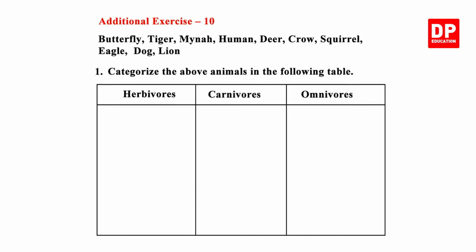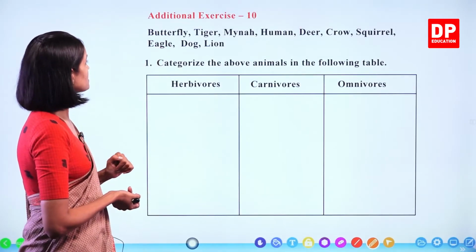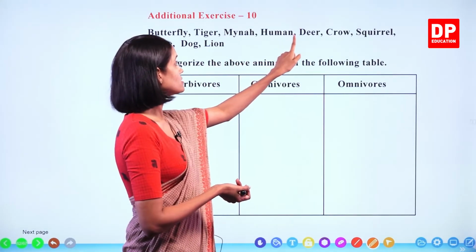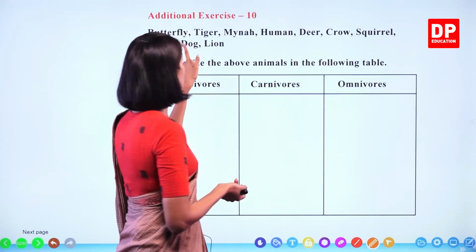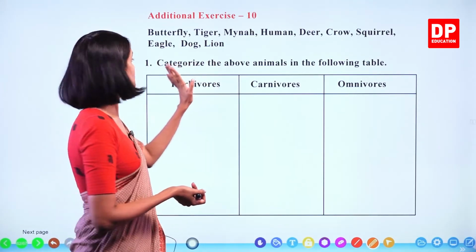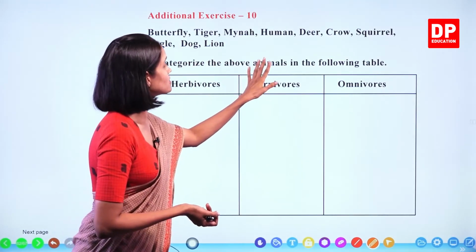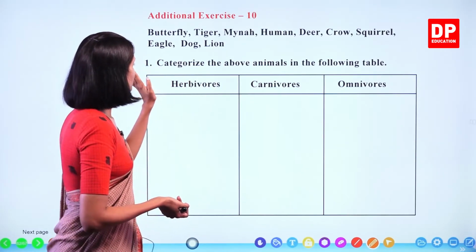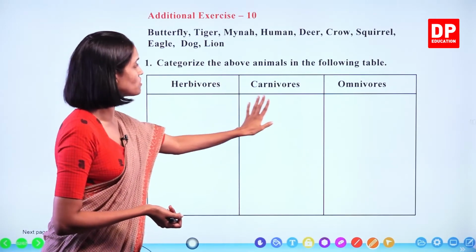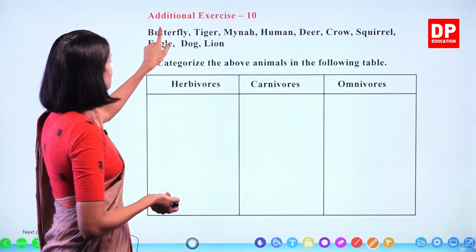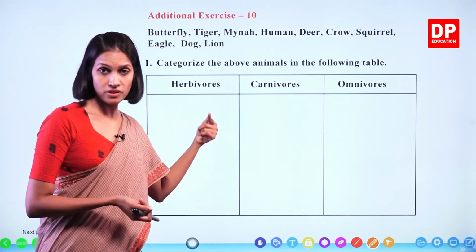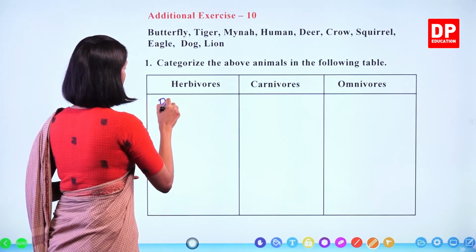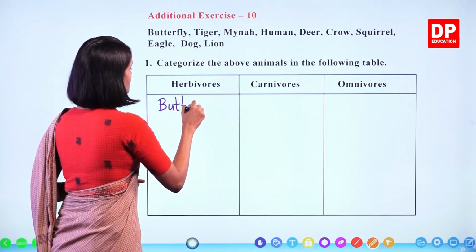Right. Number 10. Again a set of animals. Butterfly, tiger, myna, it's a bird, human, deer, crow, squirrel, eagle, dog and lion. Right? Categorize the above animals in the following table. Now this is super easy. We'll do this. Herbivores, carnivores, omnivores. Right? Butterfly sucks nectar from flowers, therefore it's a herbivore.